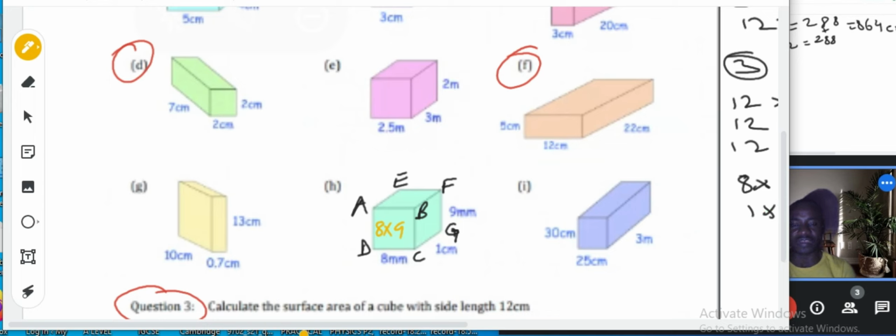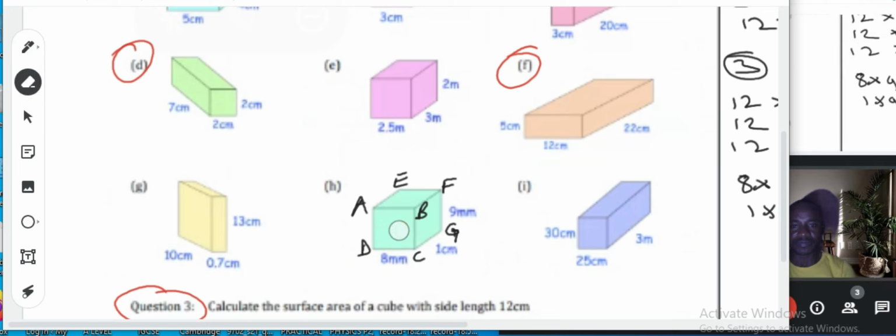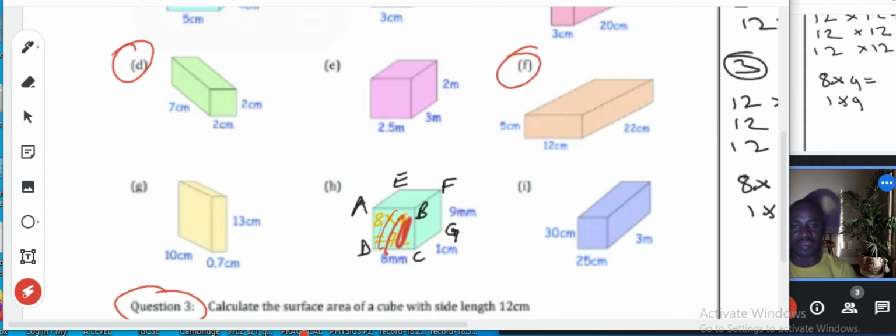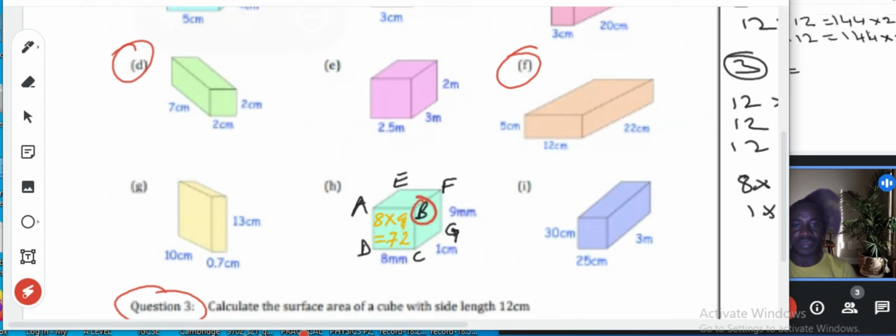What's the area of BFGC? 1 times 9. No, I mean BFGC. By the way, this one is 8 times 9, which is 72. Okay, that's correct. A, B, C, D. This area is 8 times 9. Then B, F, G, C is 1 times 9 because this is 1 and this is 9. Okay, so this one is 1 times 9.